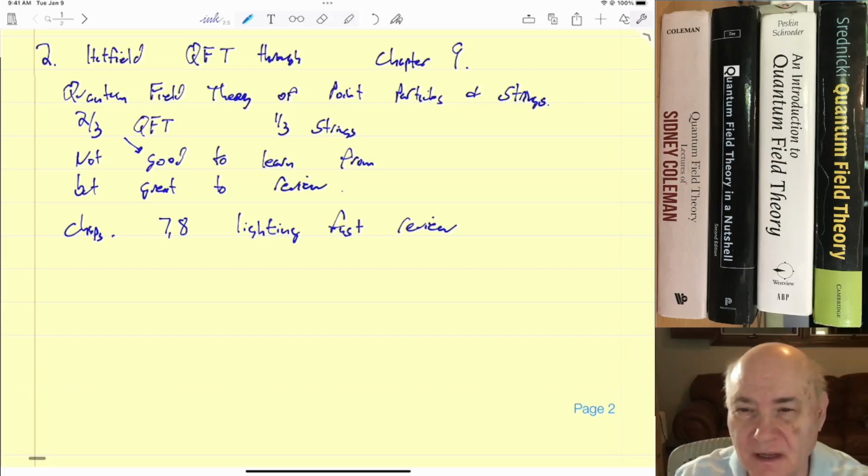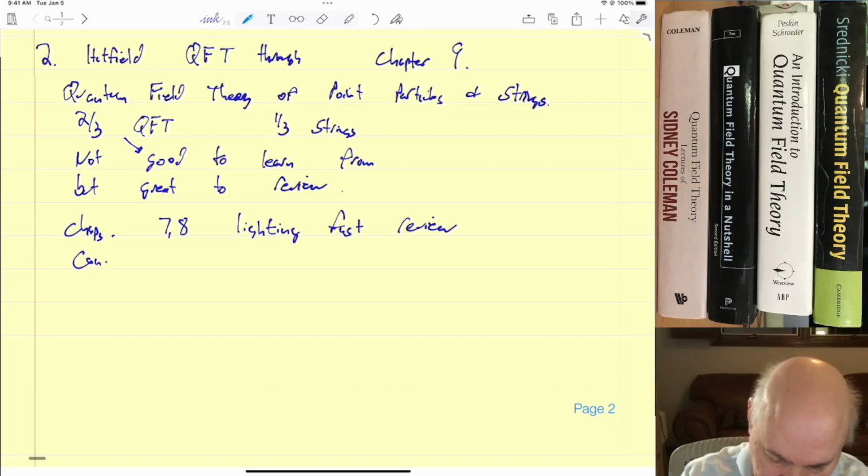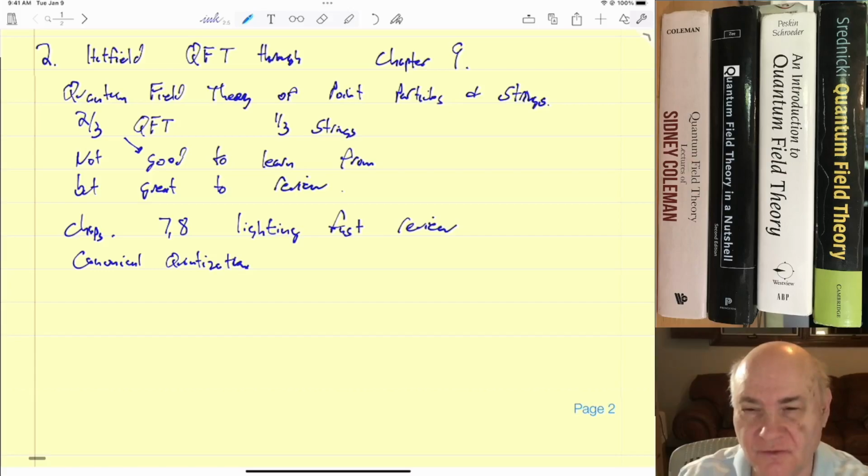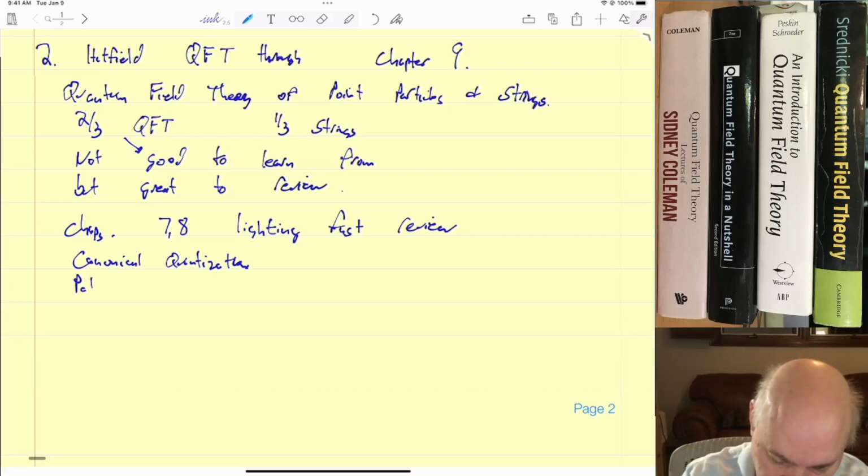There's two main methods in quantum field theory. There's the canonical quantization. It has its uses. It was the first one. It's old-fashioned. Then there's the more modern path integral.